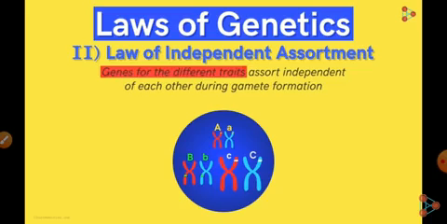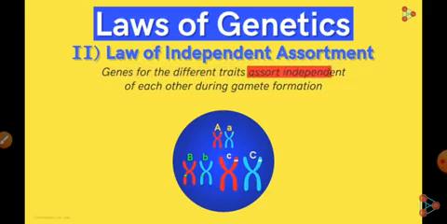This means we are addressing the genes which represent diverse traits. So here we have the gene sets AA, BB and CC on these respective chromosomes. These are the genes for different traits. Now the second part states assort independent of each other. This means the genes will not have a fixed pattern to follow when they segregate in the cells.